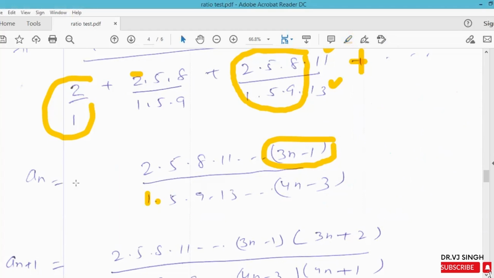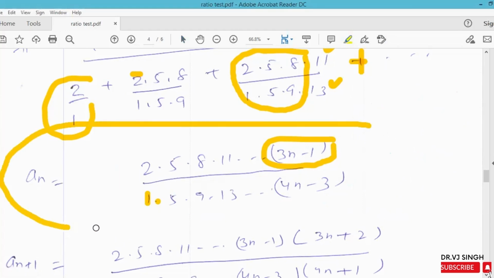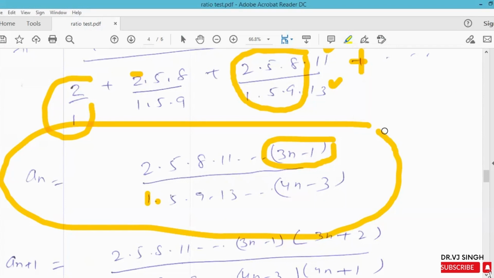ठीक है? So now what is a(n plus 1)? In repeated terms we cannot apply the comparison test. So next test कौन सा होता है? Then the ratio test. The ratio test fails only when the answer is 1. Otherwise the ratio test is applicable to all the questions.